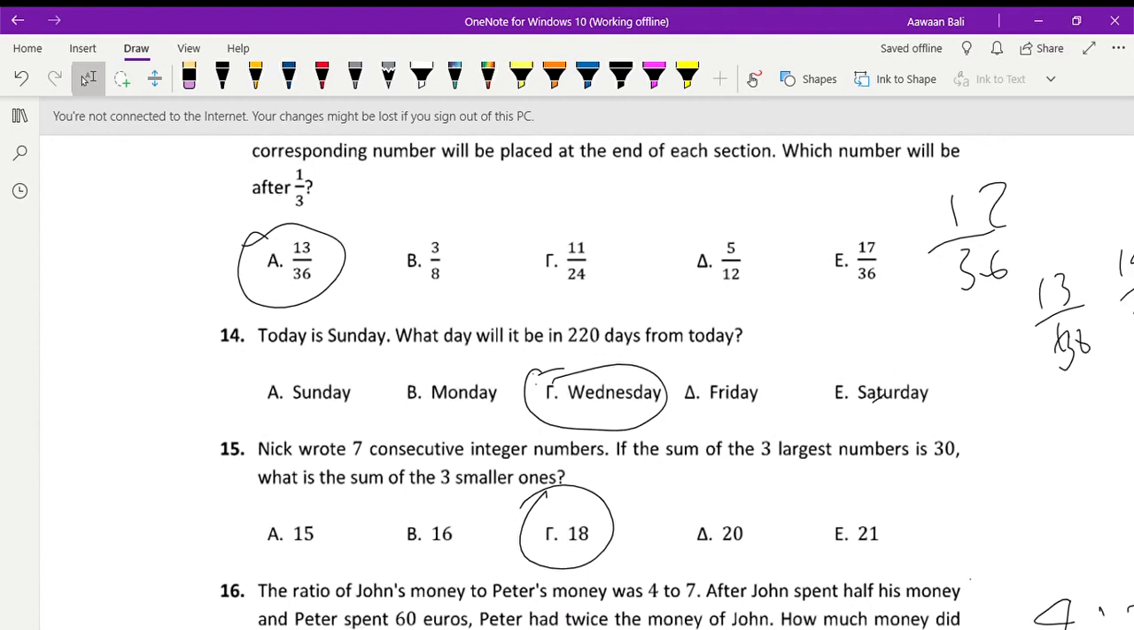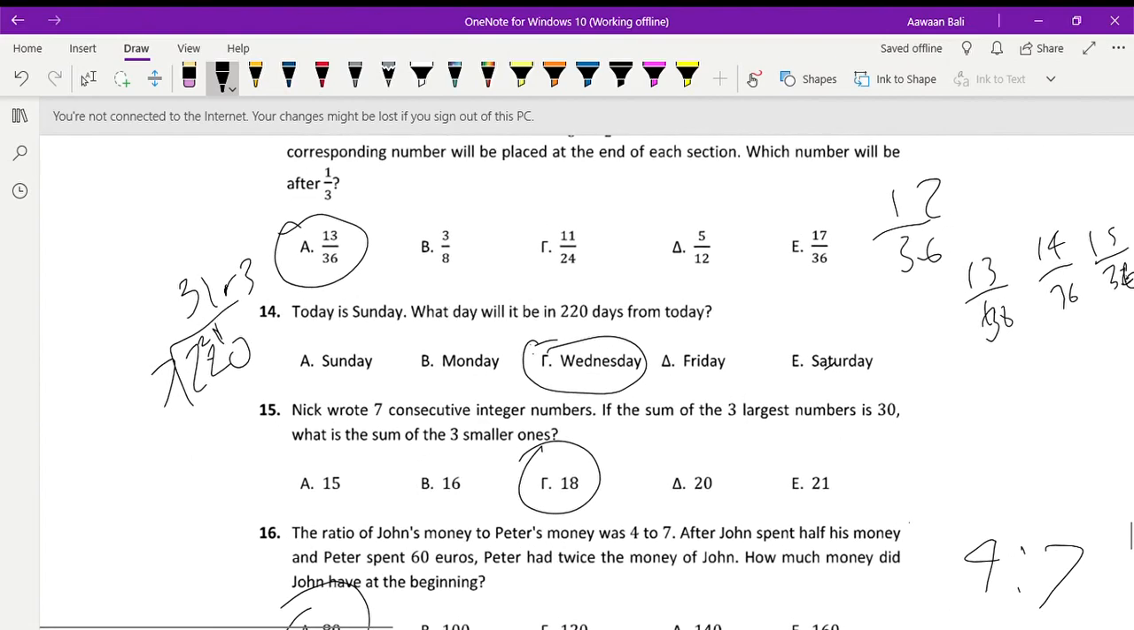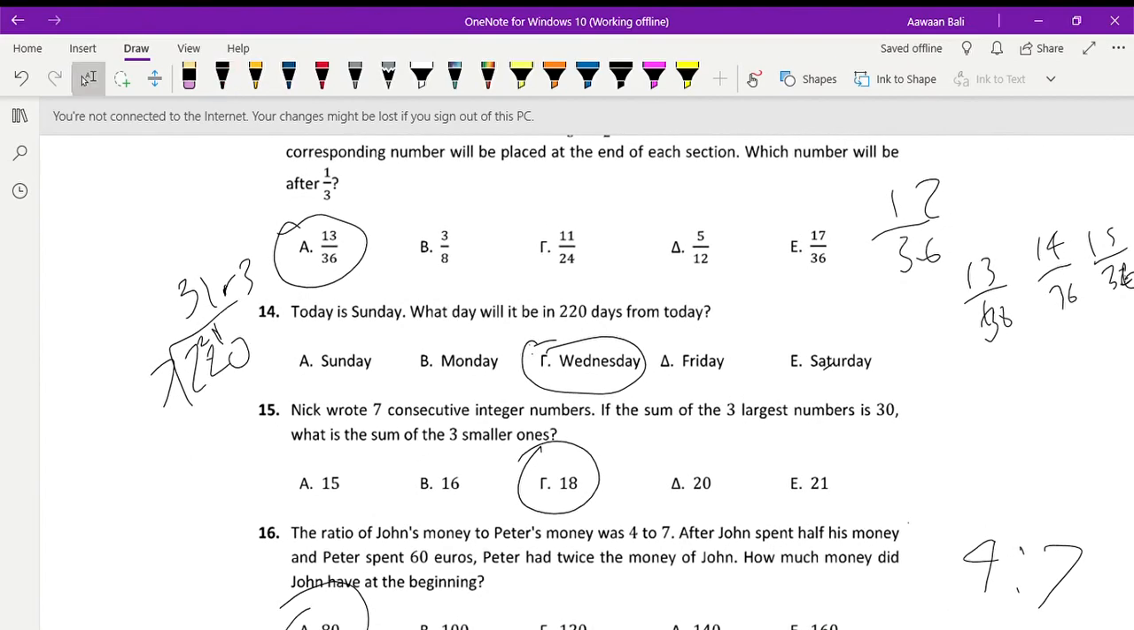Question number 14. Today is Sunday. What day will it be in 220 days from today? Okay, so what we can do is we basically do 220 divided by 7. We put the 2 here, 3, 21, 1, 1, and then remainder 3. So basically, after 31 weeks, it'll still be Wednesday, but there's a remaining of 3 days left.